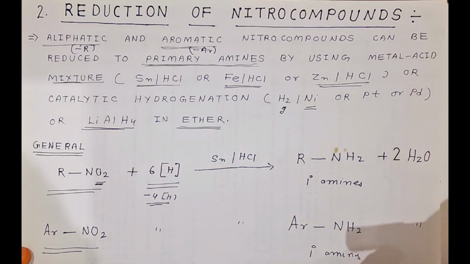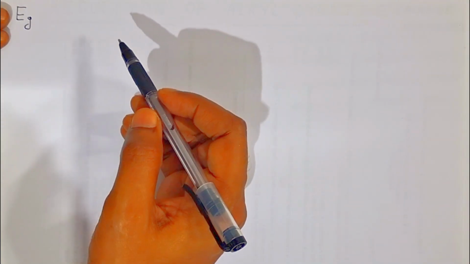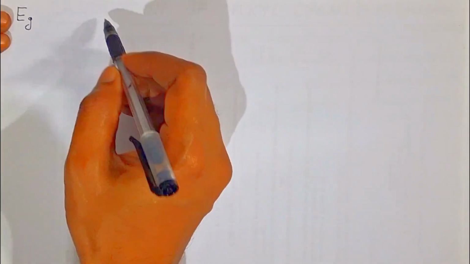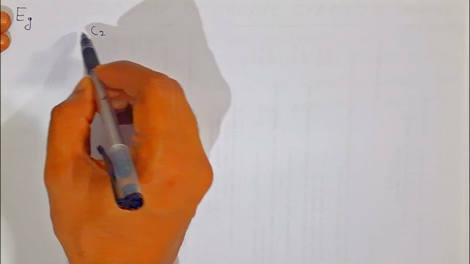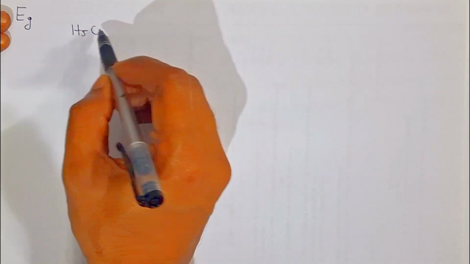We are going to see some examples. Here I am using aliphatic nitro compounds. For example, if you take nitroethane, C2H5, this is one of the hydrogens of ethane.